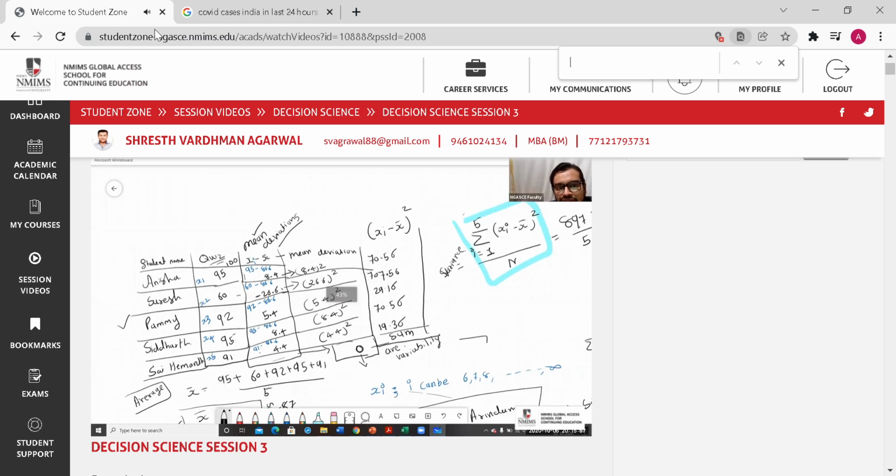When we find out the mean deviation, Suresh will observe a negative figure. To nullify the effect of the negative, we'll square it. And when we square it, to neutralize the effect of the square, we just put the under root.